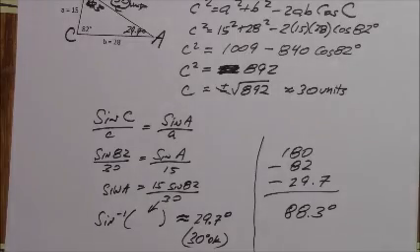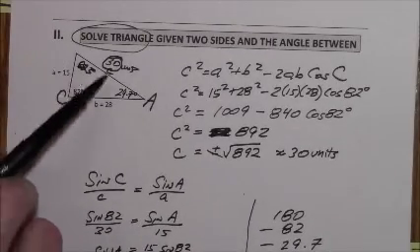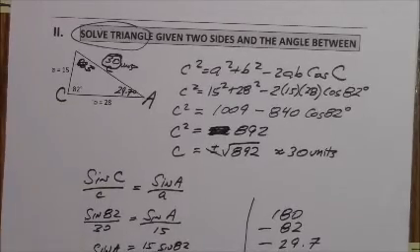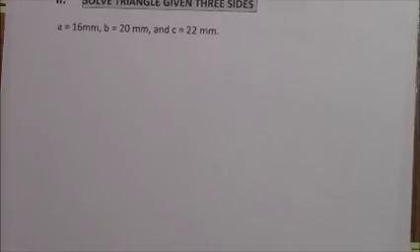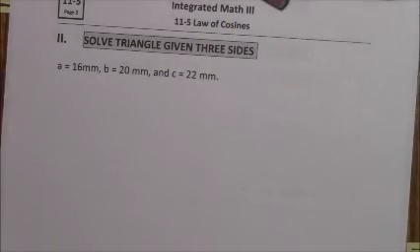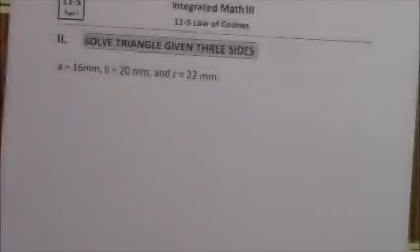So we have solved this triangle by finding all three missing parts. We were given 3 and found the other 3. Now let's use this example for when we have 3 sides. We are going to solve the triangle given all this.